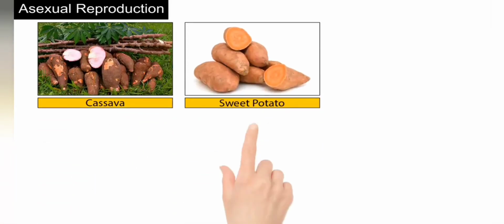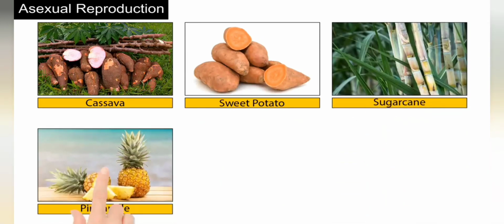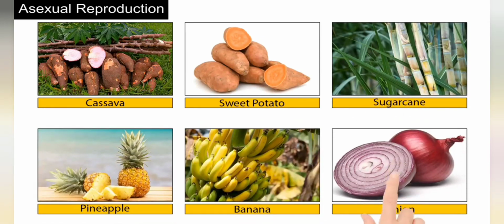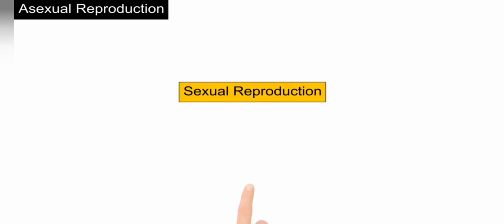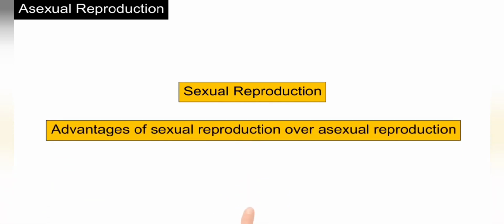Food crops such as cassava, sweet potato, sugarcane, pineapple, banana, onion, etc. are propagated vegetatively. Plants produced in this way have characteristics identical to the parent plants, and this is the main and the most important advantage of vegetative propagation. So students, in our next module, we will discuss sexual reproduction and the advantages of sexual reproduction over asexual reproduction.